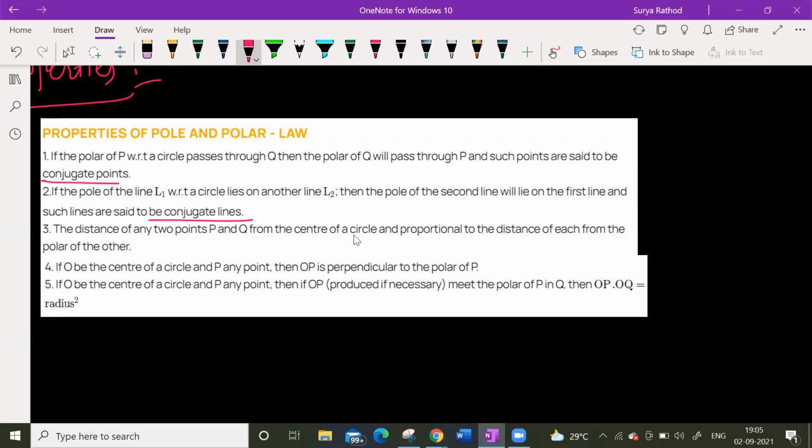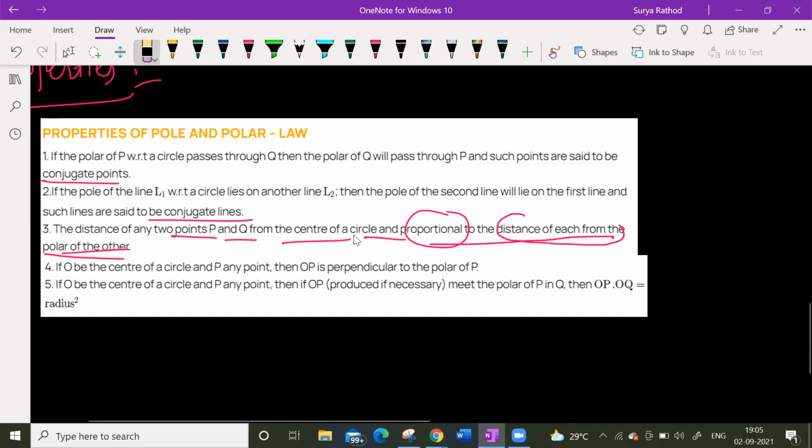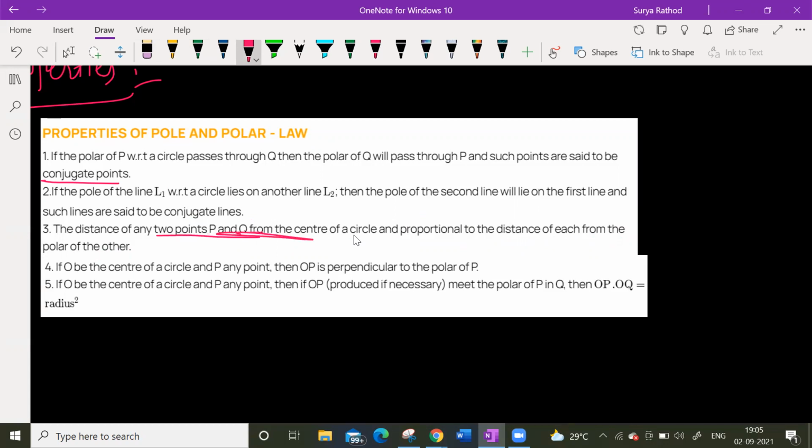And the distances of any two points P and Q from the center of the circle are proportional to the distances of each from the polar of the other. What is proportional here? Look at this here. The distances of points P and Q from the center of the circle and the distances of each from the polar of the other, these two are proportional to each other. Clear?